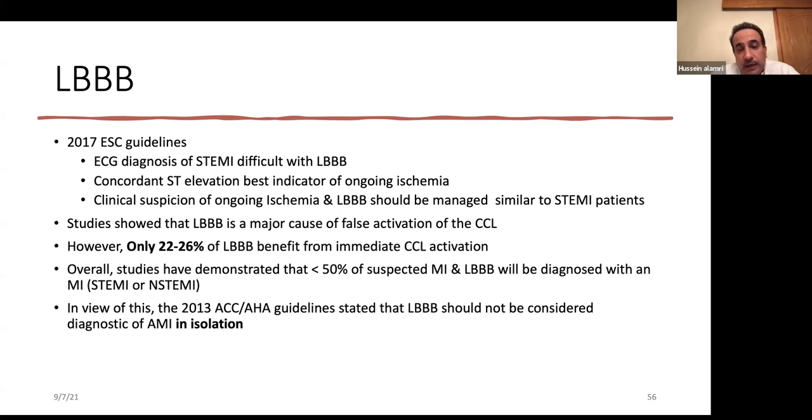However, if you take a patient with suspected MI and left bundle branch block, 50% will tend to have MI. When we say MI, it means ST elevation and non-ST elevation. So around 25% will have ST elevation MI and 25% will have non-ST elevation MI. In view of this, the 2013 ACC-AHA guidelines stated that left bundle branch block should not be considered diagnostic of MI in isolation. If anything is not clear, please stop me at any time.